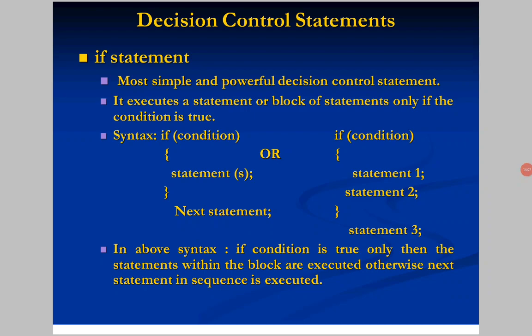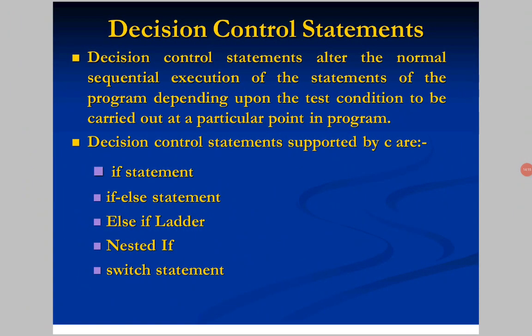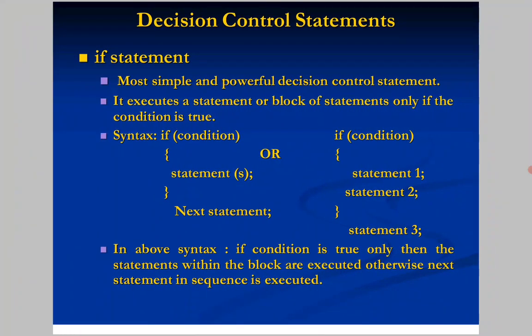In C, there are 5 types of decision support statements used. First one is the if statement, also called the simple if statement. Second one is the if else statement. Third one is the else if ladder. Fourth one is nested if. Fifth one is the switch statement. So we start with the simple if statement.